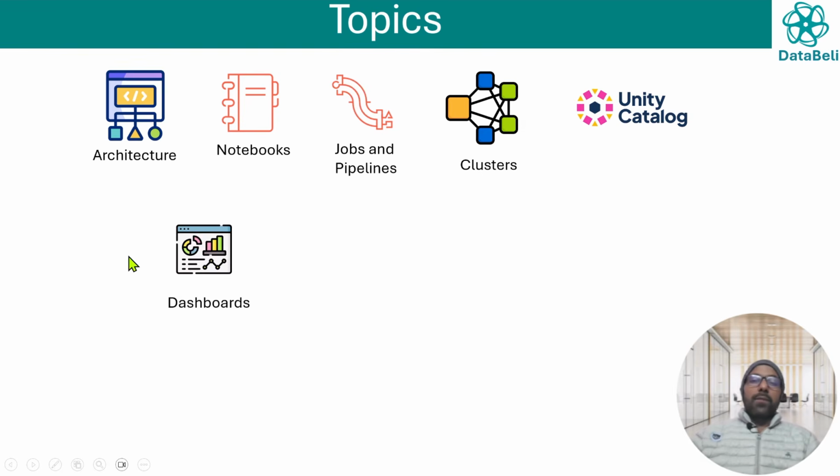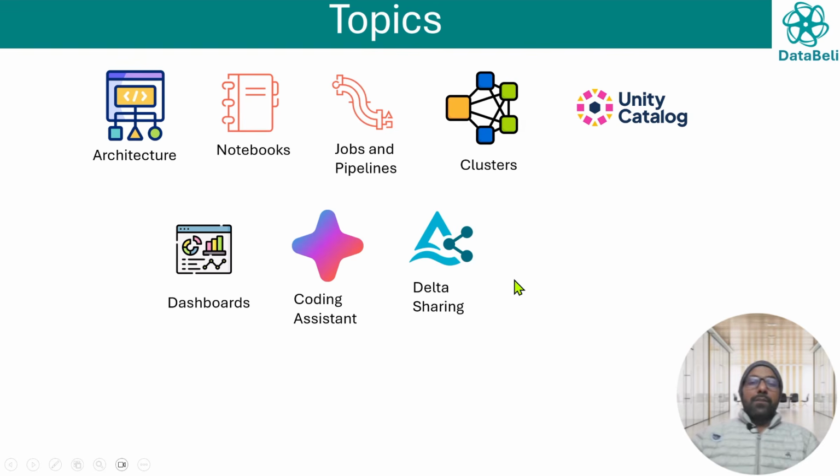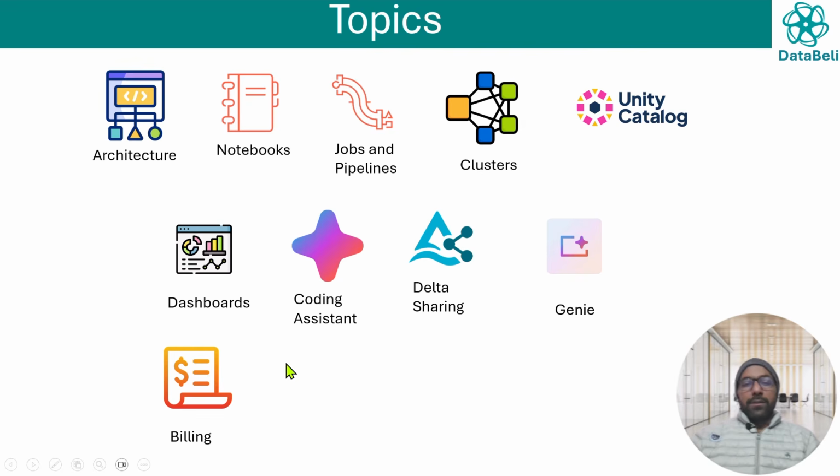And then we will see how we can create dashboards in Databricks, and how we can use the coding assistant to write the code automatically and do vibe coding. It has 3 modes. Each of the modes also we will understand in detail. We will also see how we can share data with other people using Delta Sharing. And then we will see how we can query our tables or other data sets using natural language using Genie. And we will also understand how the billing works in Databricks, like if we are using different resources, how to know the exact cost of what we are doing.